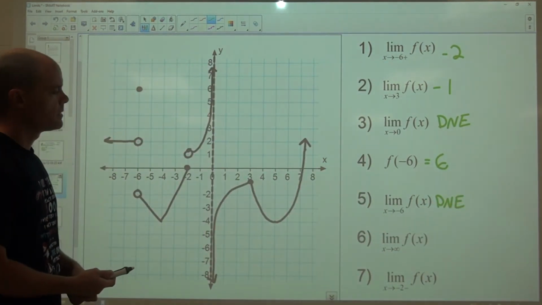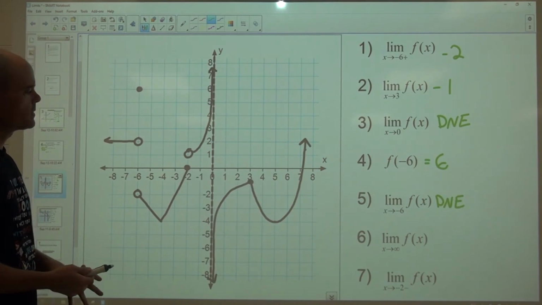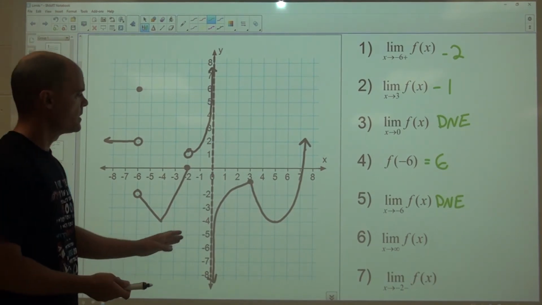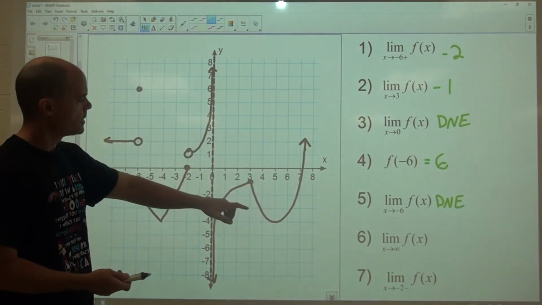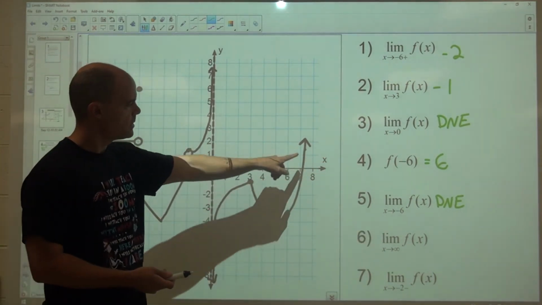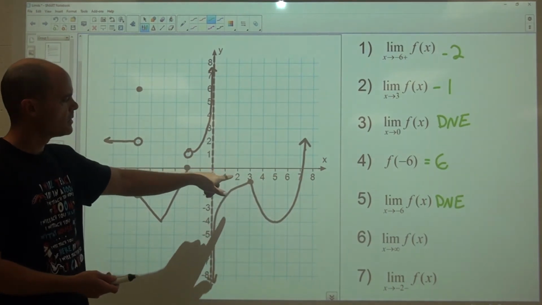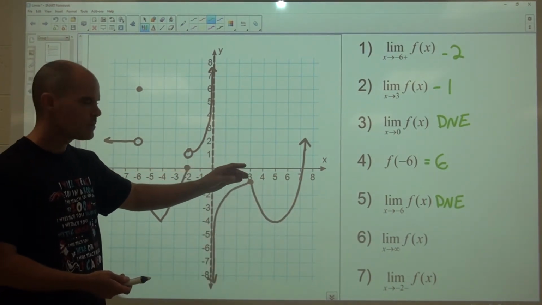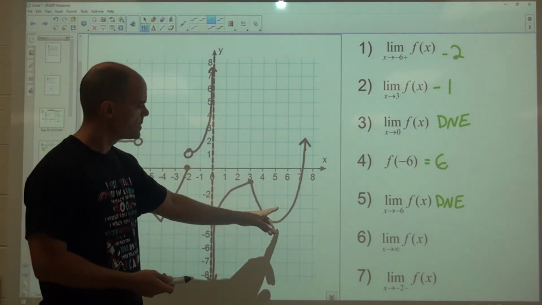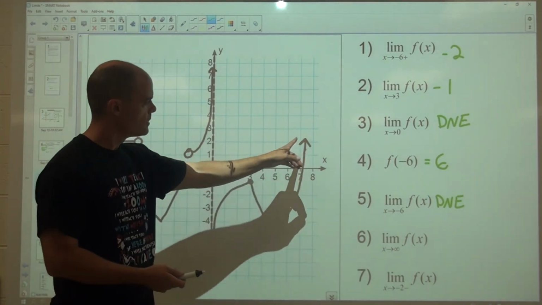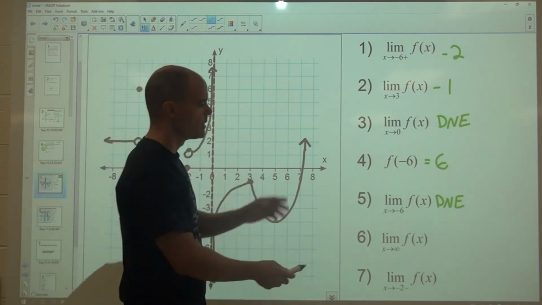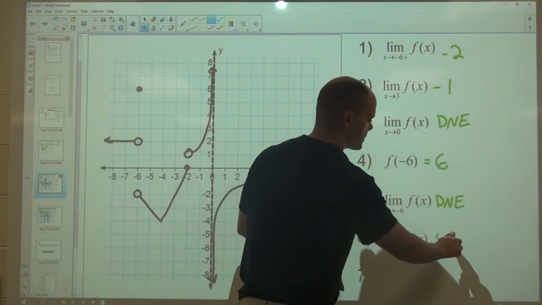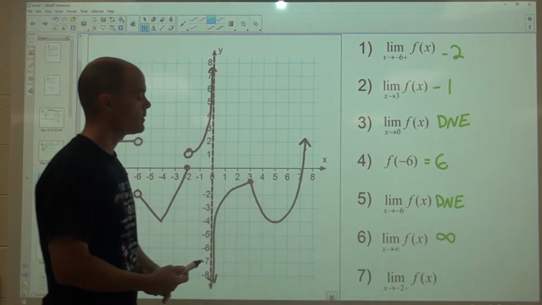And then what about number 6? As the limit approaches infinity, so as we go to the right forever, what's happening? Well, this is the shape of a parabola. It's a piecewise parabola. Can't really assume that, but I do see the behavior is continually growing to the right. So as I go that way, the arrow says I'm going this way. So as I go to the right forever, this is going to go up forever.